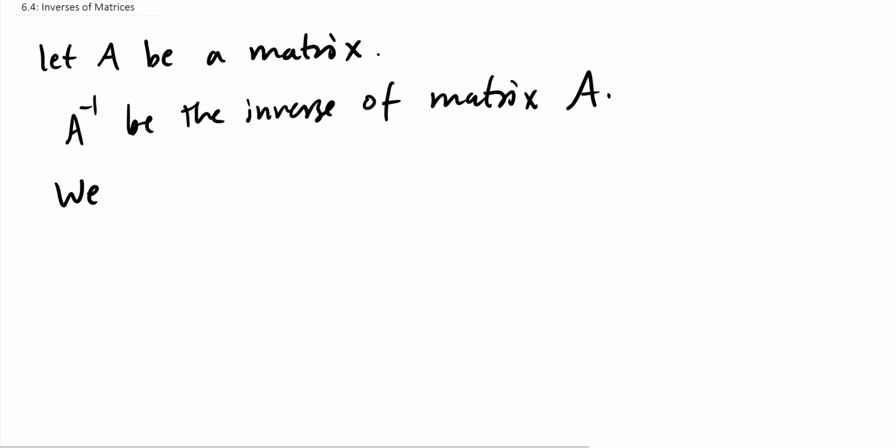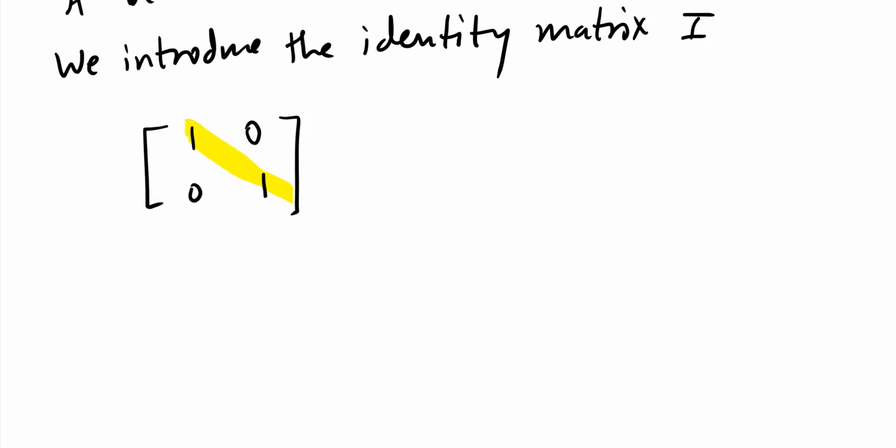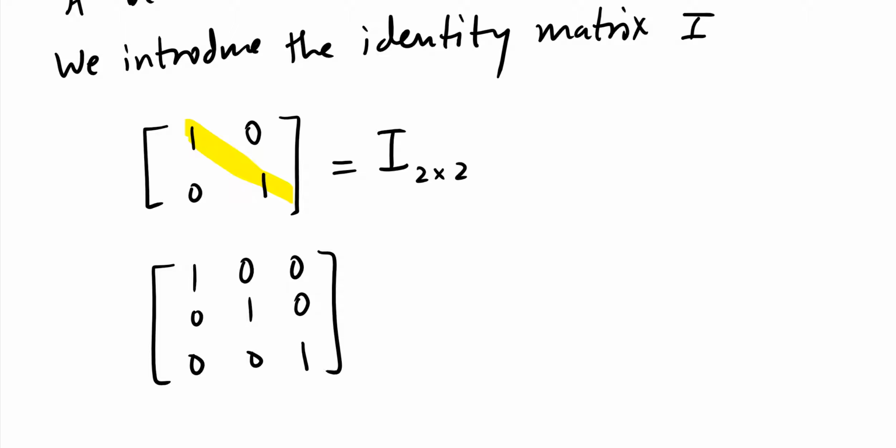We recall and introduce the identity matrix I, which is 1 0 0 1. The entries on the main diagonal are all ones. This is called I sub 2, the 2 by 2 identity matrix. We can have a 3 by 3 identity matrix, 1 0 0, 0 1 0, 0 0 1, called I 3. The entries on the main diagonal are all ones.